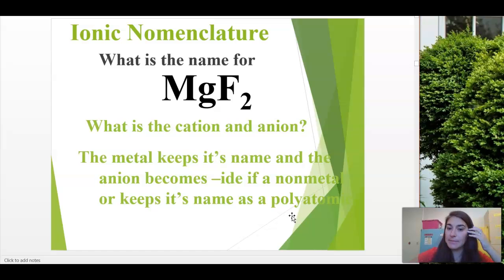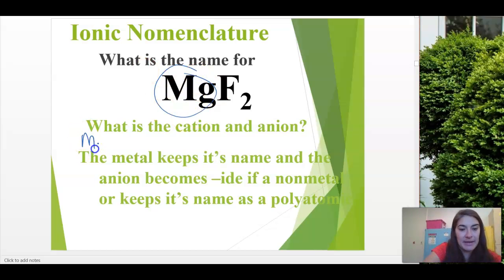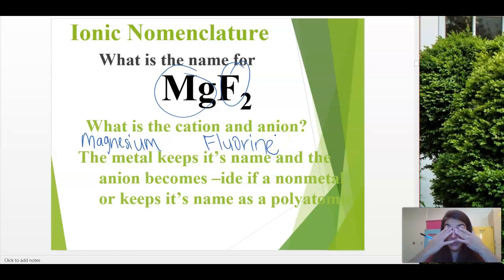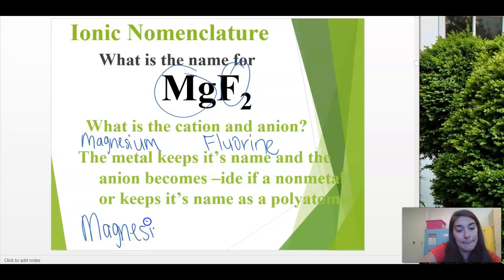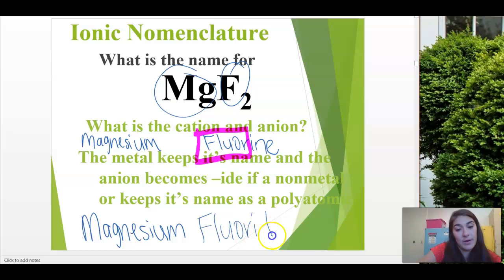Here's another one, MgF2. So go ahead and type that one in. Right, so just walking it through, Mg is magnesium. F is fluorine, right? We're just naming what we see. Those little 2's and things don't matter yet, okay? Don't worry about them. We're just naming the cation and naming the anion. So our cation keeps its name, magnesium. Fluorine, right? You're going to take the base of that name and add the ending IDE, magnesium fluoride.